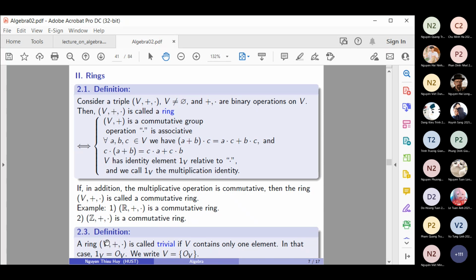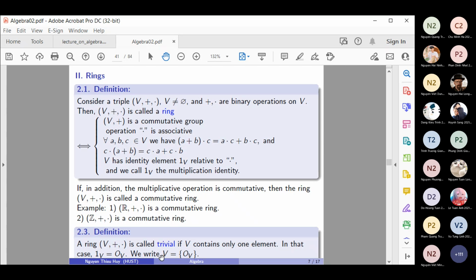But now let's go to the notion of trivial rings. So this is a ring V with addition and multiplication. It is called trivial if and only if V contains only one element. Because you have to contain both the zero and the identity. The zero is the neutral element for addition and the identity is the neutral element for multiplication. So in case it contains only one element, these two elements are the same. So 1_V should be 0_V.